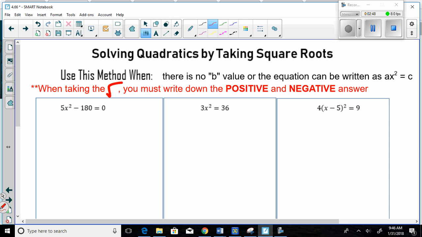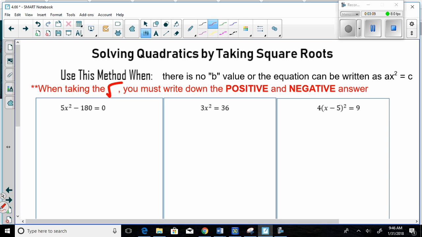But I only could do it, see how there's no middle term here? There's no number with x next to it. Does everyone see that? It's not written like ax squared plus bx plus c. There's only an ax squared and a number. If you see something like that, you know your life is going to be a whole lot easier because you don't need that.